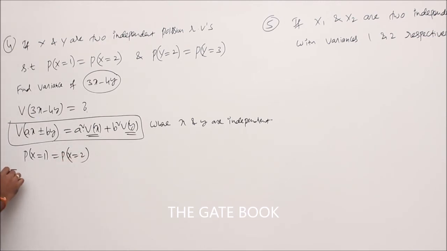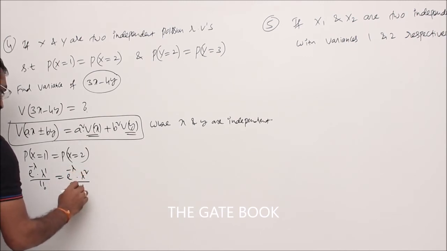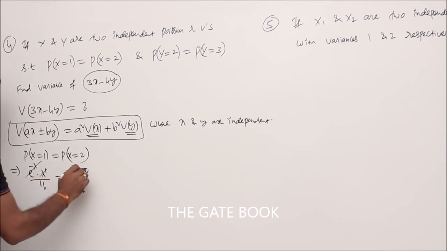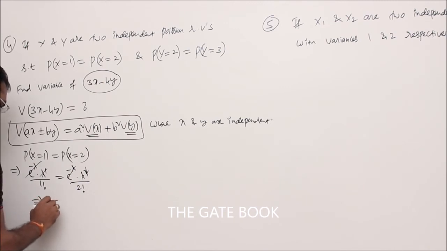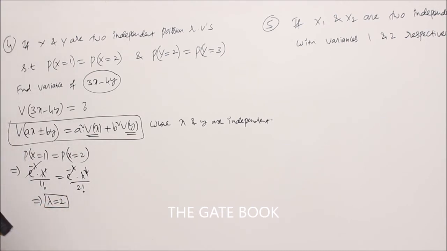So P of x is equal to 1. Applying the PMF of the Poisson distribution, e power minus lambda, we don't know that lambda value, e power minus lambda power 1 by 1 factorial is equal to e power minus lambda square by 2 factorial. So e power minus lambda cancels, and we get lambda value 2, lambda is equal to 2. So lambda is equal to 2 means the expectation of x, or mean of x, is 2.